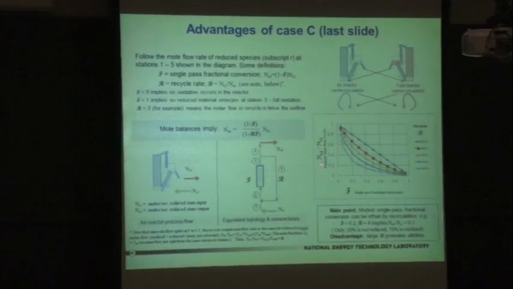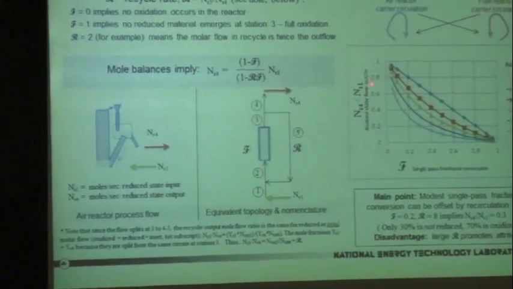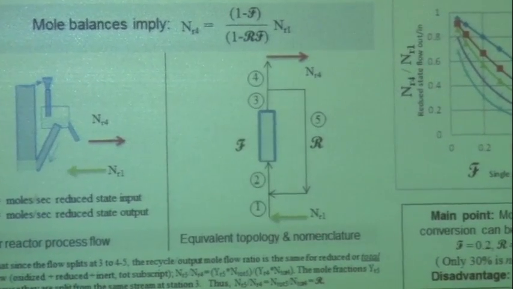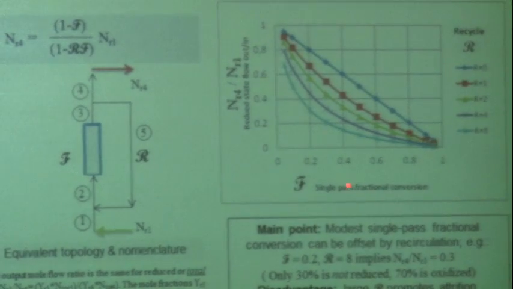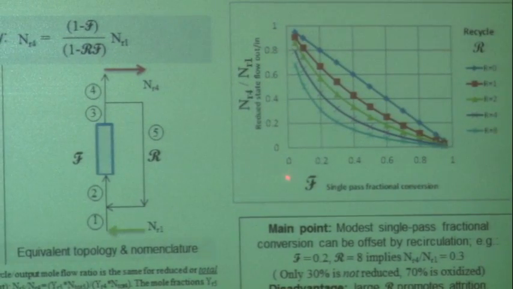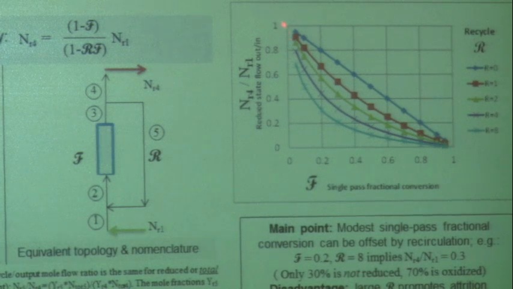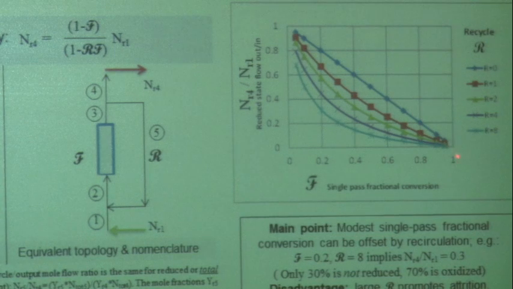And so if I plot up the reduced state flow out versus in, what I want to have happen is, if there was no single pass fractional conversion, I wouldn't have anything being converted. It would come out with the same amount out as going in. If I had complete single pass fractional conversion, all this stuff would be reduced. That's 1 at this end. This straight line here is just one pass through the system, no recycle. And so you can see the two are directly related going through that system.